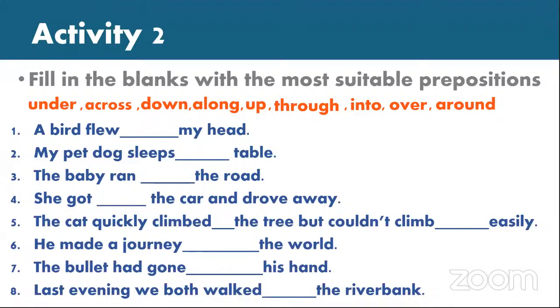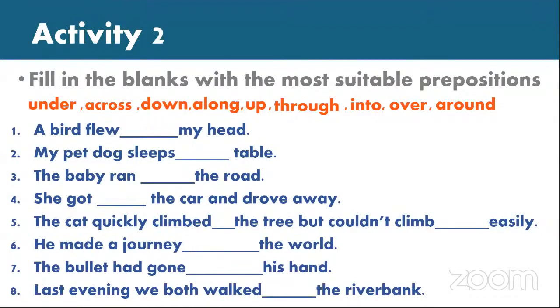Fifth one, hurry up. Quickly do the fifth one. The cat quickly climbed blank the tree but couldn't climb blank easily. Both the answers you have to write. You put number 5, first one and the second one. Yes, put a comma and write. Up, yes, up and down. Very good. The cat quickly climbed up the tree but couldn't climb down easily.